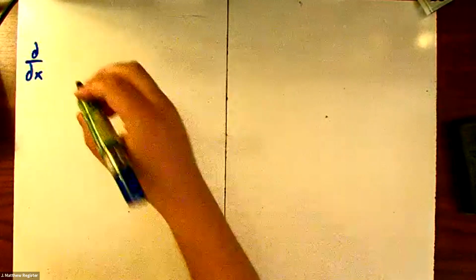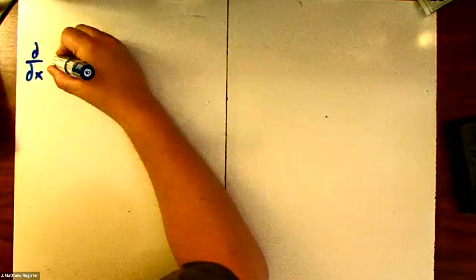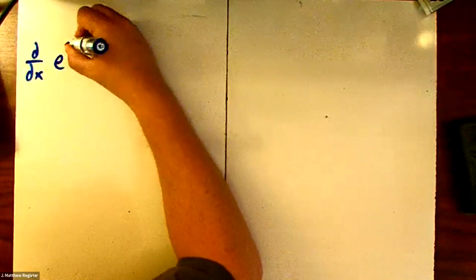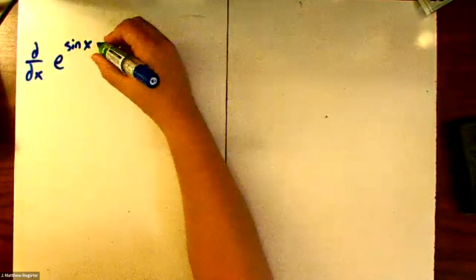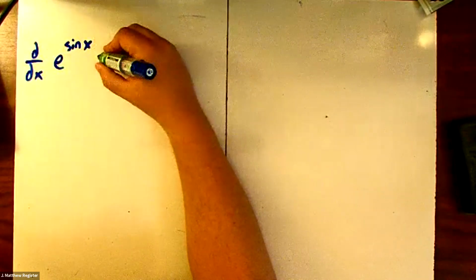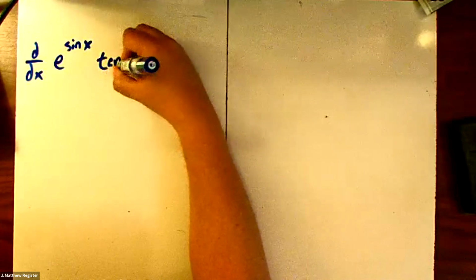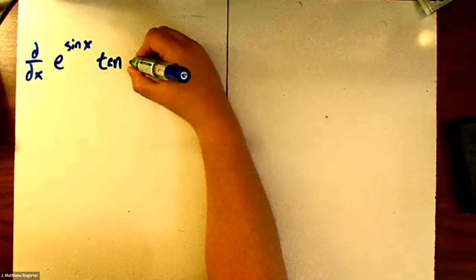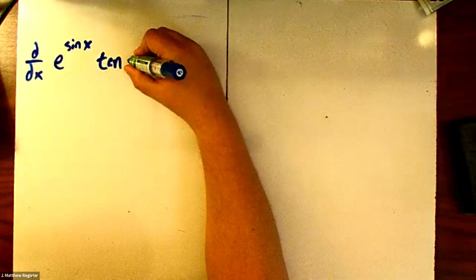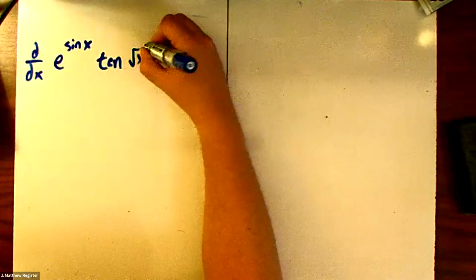This time, let's do a product. So let's say that we have the derivative of, how about, e to the sine of x times tangent of, how about, I'll go with square root of x again. I like square root of x.